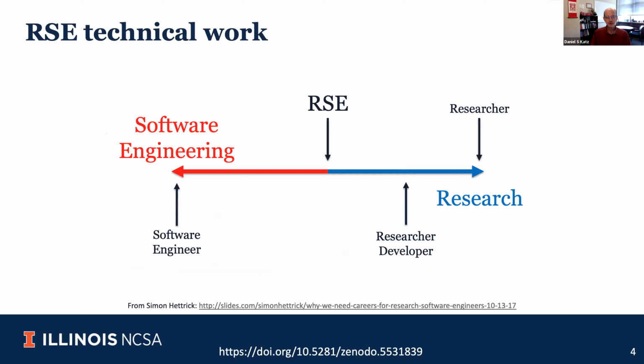There's also the dimension of thinking about RSEs in terms of their technical work, and this is a slide that Simon has used in the past, and everybody here knows this, but just in the effort of being complete, RSEs are sitting somewhere in the middle between software engineering and research, and have software engineering skills that they can apply to research, and they're comfortable in research environments where requirements aren't known ahead of time, and there's a lot of interaction that has to happen in order to figure out what software needs to be built.